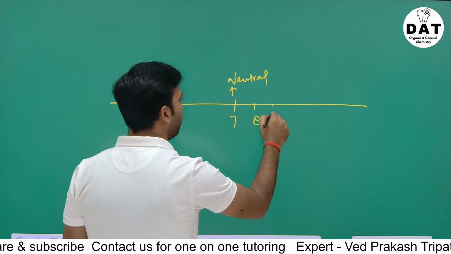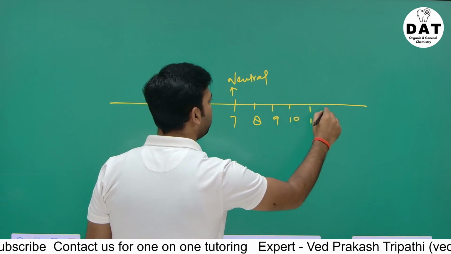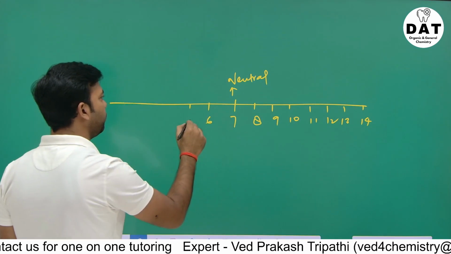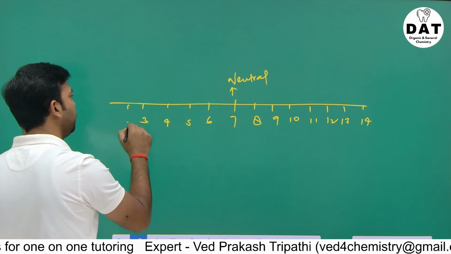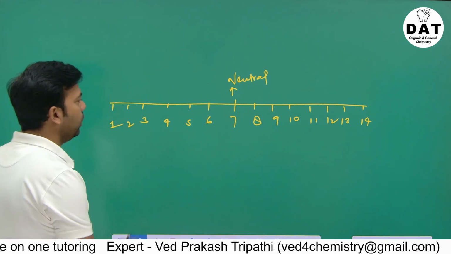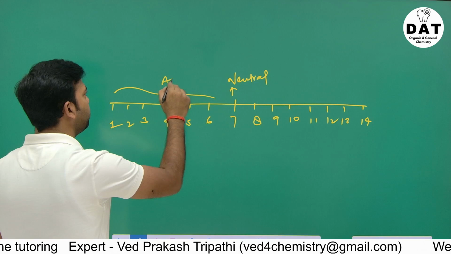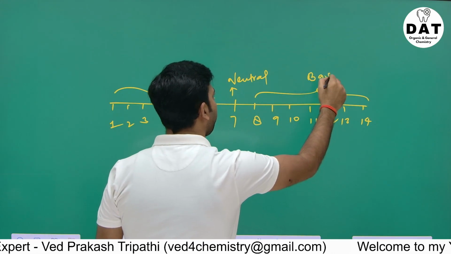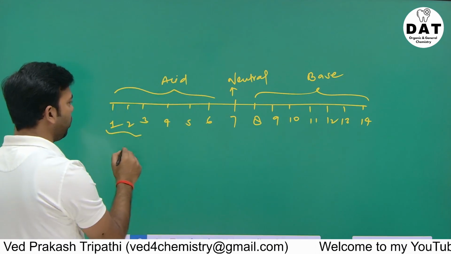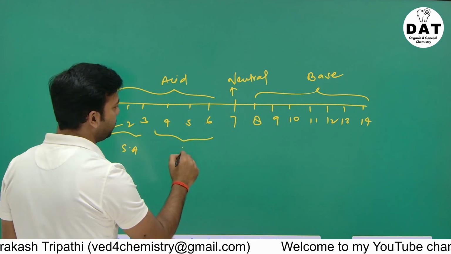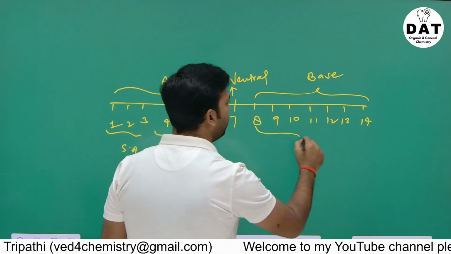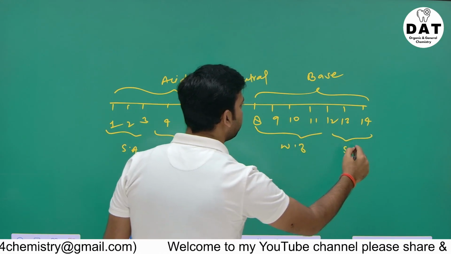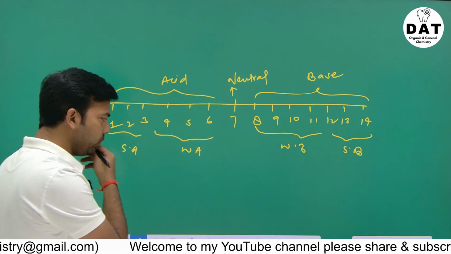This is 8, 9, 10, 11, 12, 13, and this is 14. Here 6, 5, 4, 3, 2, and 1. So left to the 7, this is called acid, and right to the 7, this one is my base. 1 to 2 is strong acid. 3 to 6 is a weak acid, 8 to 11 is my weak base, and 12 to 14 is a strong base. Clear?